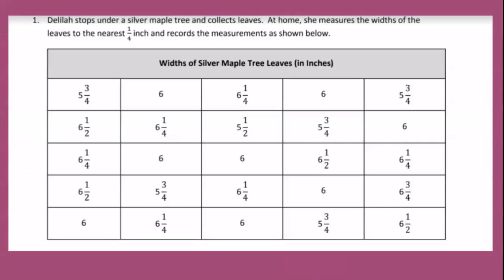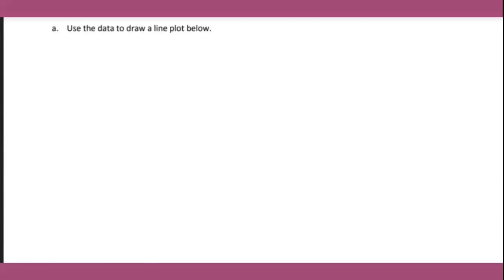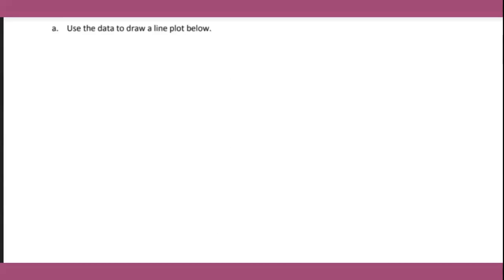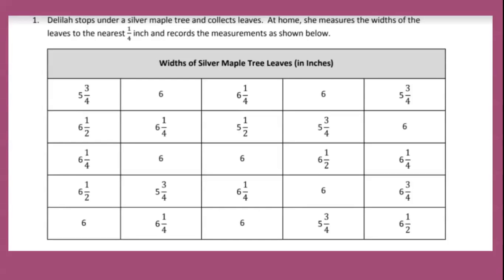Delia stops under a silver maple leaf and collects leaves. At home, she measures the widths of the leaves to the nearest 1/4 inch and records the measurements as shown below. You are going to be drawing your own line plot. Pause the video and prepare your line plot. You will need to have an axis at the bottom and label it based on the sizes, and then you will put X's for each number. Pause the video, try your own line plot, and then press play again and move ahead.